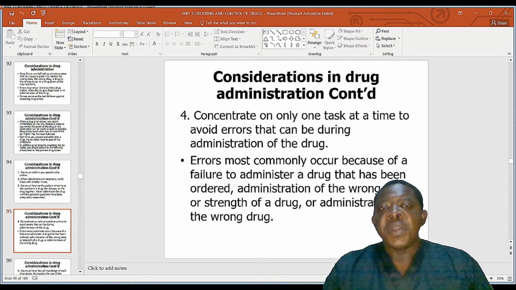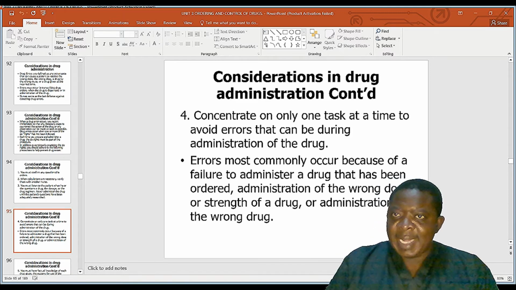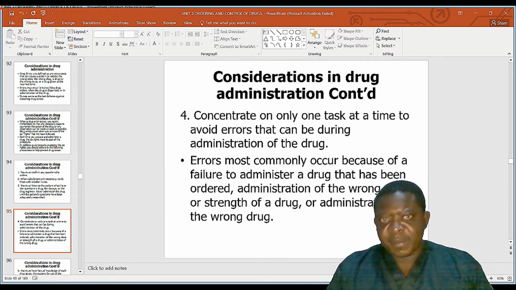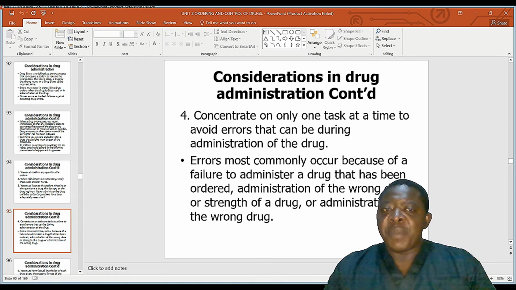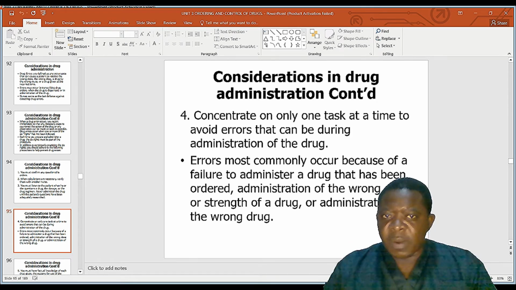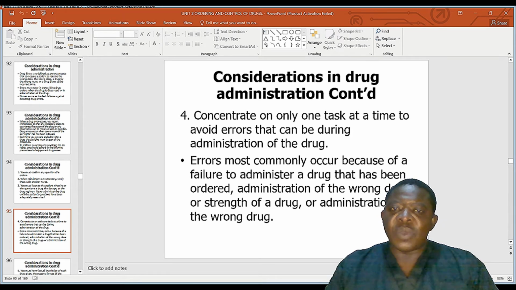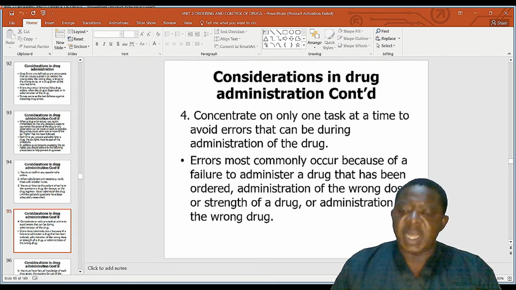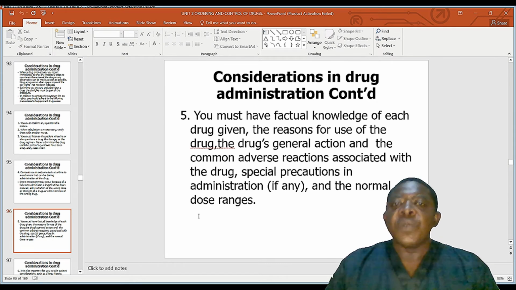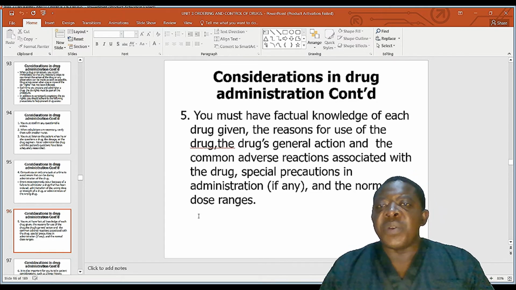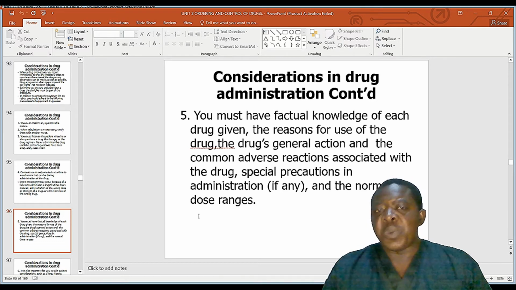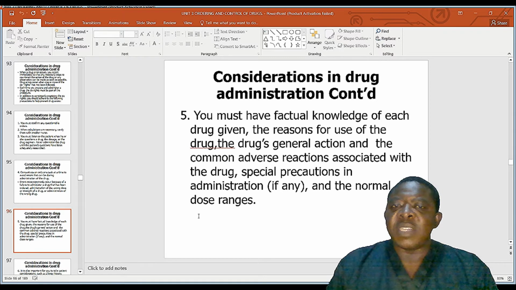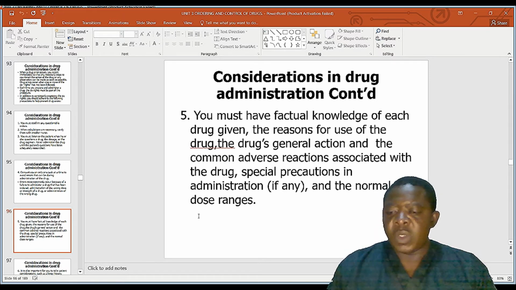Then number 4, concentrate on only one task at a time to avoid errors during administration of the drug. Errors most commonly occur because of the failure to administer a drug that has been ordered, administration of the wrong dose or strength of the drug, or administration of the wrong drug. Then number 5, you must have factual knowledge of each drug given: the reason for use of the drug, the drug's general action and the common adverse reactions associated with the drug, special precautions in administration, if any, and the normal dose ranges.